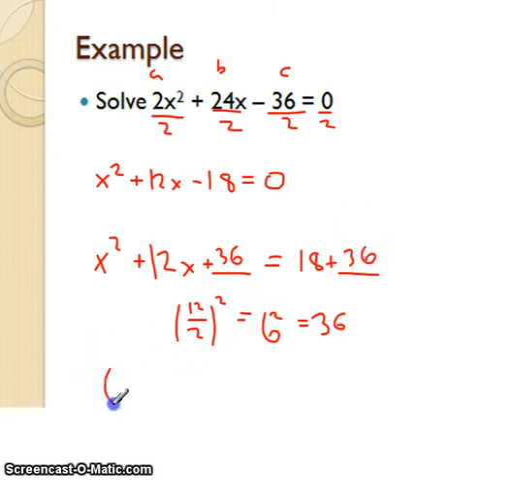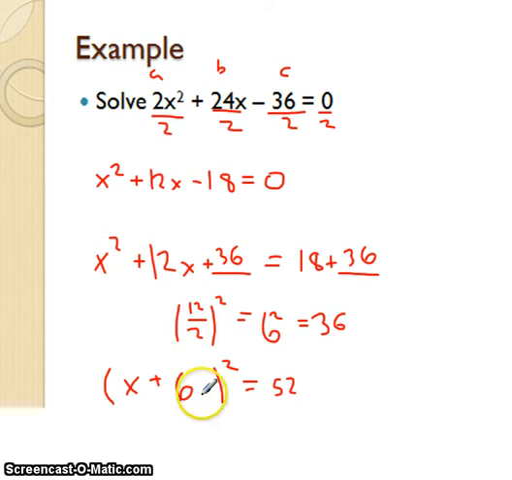All right, now the next step is I will factor the left-hand side. What are factors of 36 that add to 12? That's going to be 6. So it's going to be x plus 6 times x plus 6. And then we would write that as x plus 6 to the second. Adding 18 and 36, let's see, that's 52.